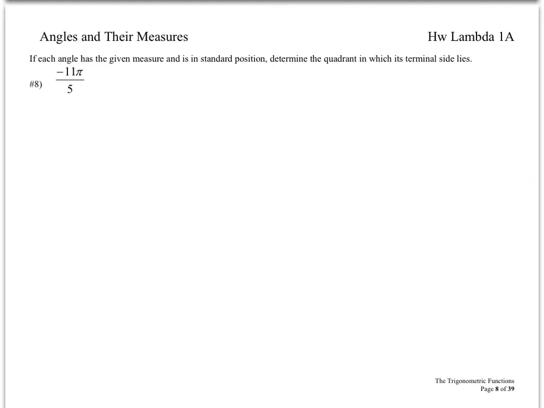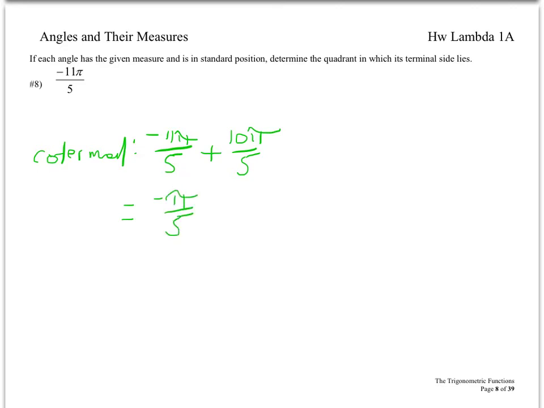Number 8, trying to figure out where the terminal side lies. If we chose to, we could find a coterminal angle. Coterminal angles are found by taking complete revolutions and adding or subtracting them to our angle. This angle is in radians. I'm going to add a complete revolution to this, which is 10 pi over 5. If I do that, I get negative pi over 5. You could graph it like this if you wanted, but if I wanted it to be positive, I could add another revolution to it, which is 9 pi over 5.